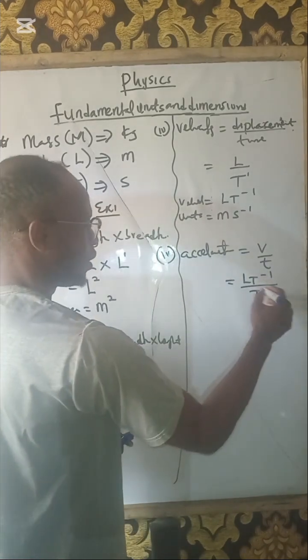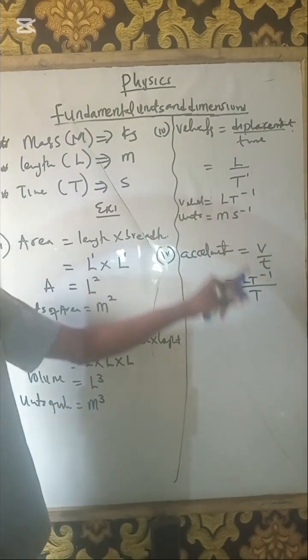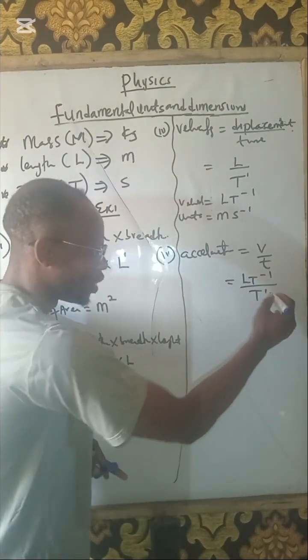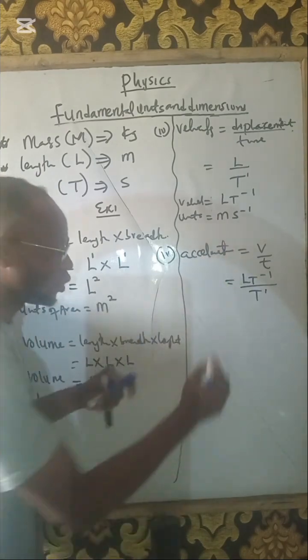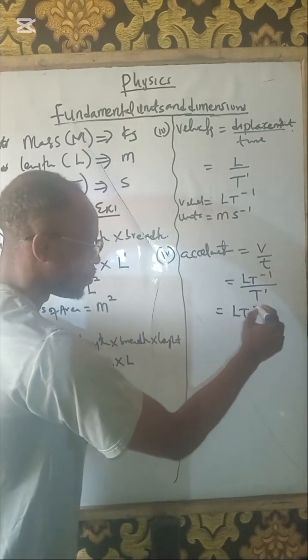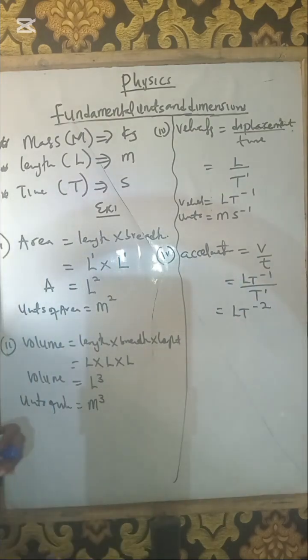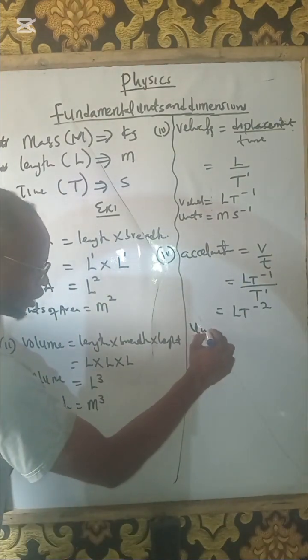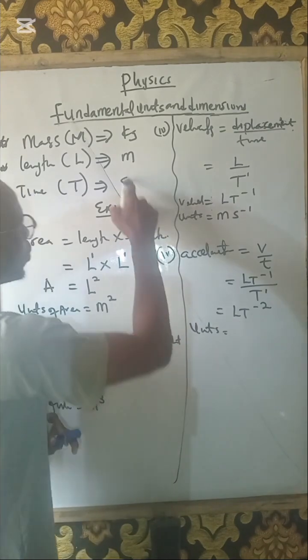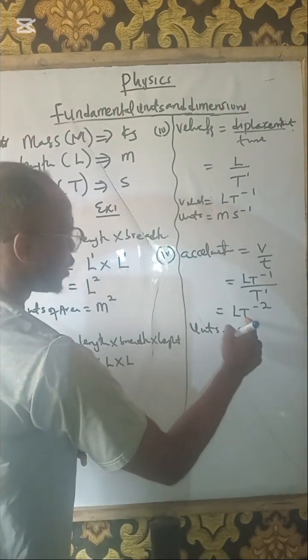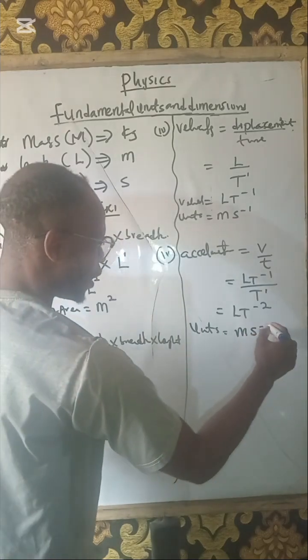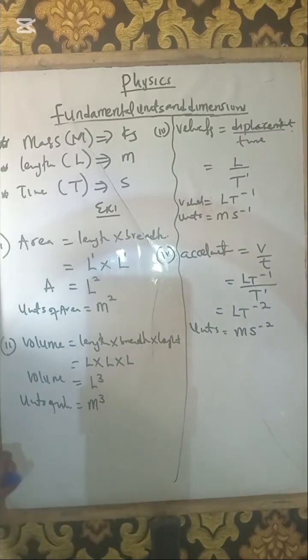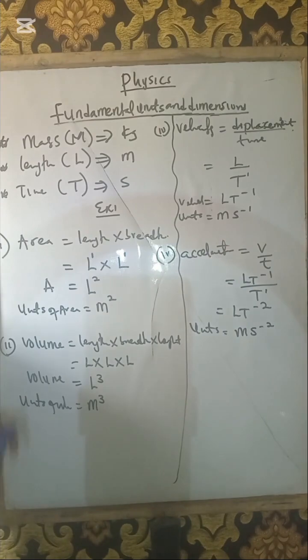Capital letter T. So what I did here, I'm going to do the same thing here. This is also raised to the power of what? 1. So if I move that up again, I should have what? L T to the minus 2. So I can get the unit. The unit will now be what? L is meters, T is seconds, so m s to the minus 2. That is meter per second squared. So we get the dimension, we get the unit.